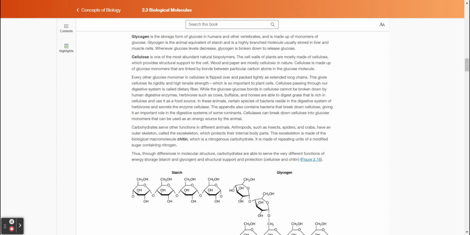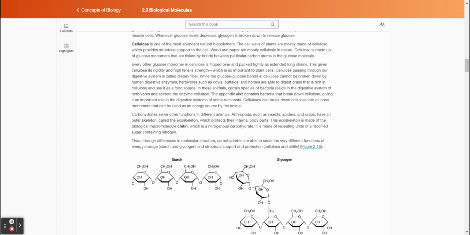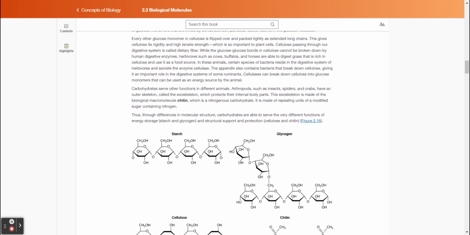Cellulose is one of the most abundant natural biopolymers. The cell walls of plants are mostly made of cellulose, which provides structural support to the cell. Wood and paper are mostly cellulosic in nature. Cellulose is made up of glucose monomers that are linked by bonds between particular carbon atoms in the glucose molecule.